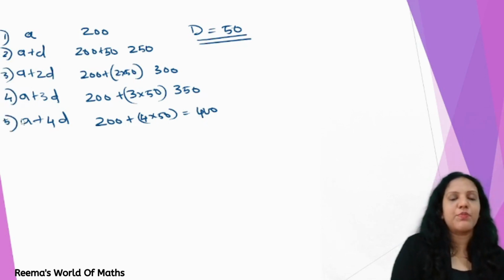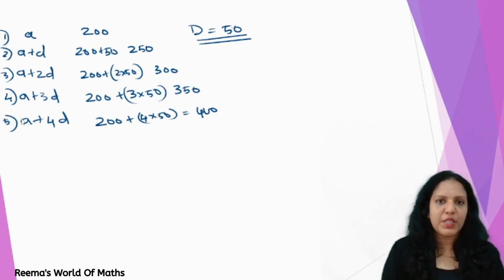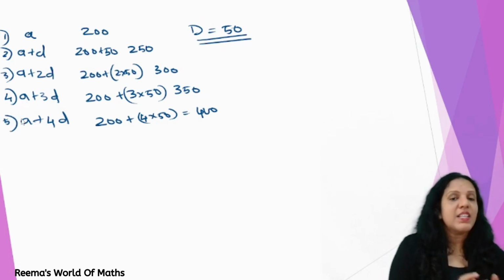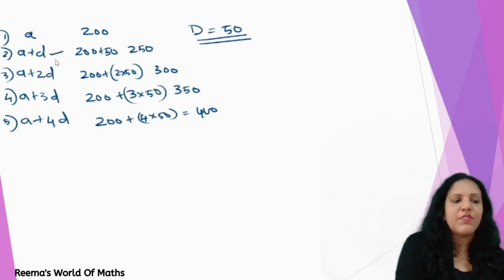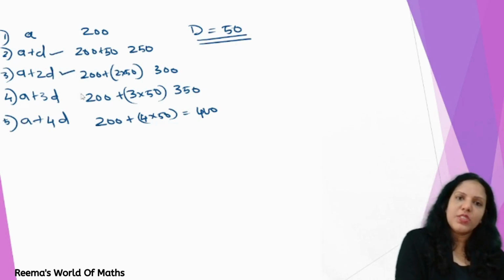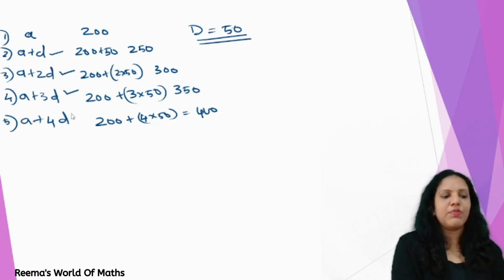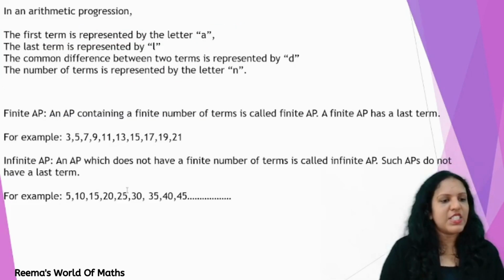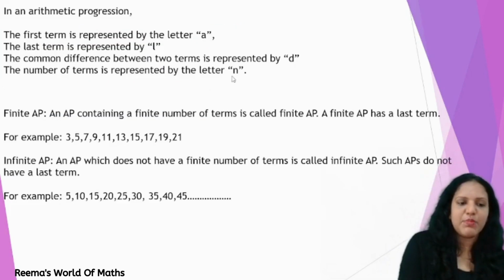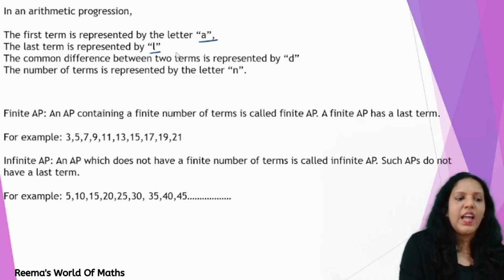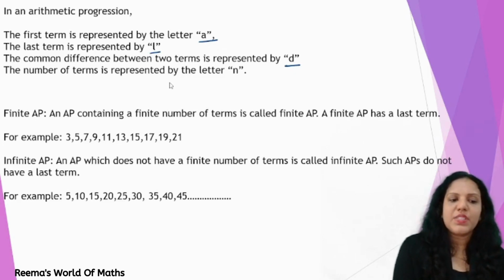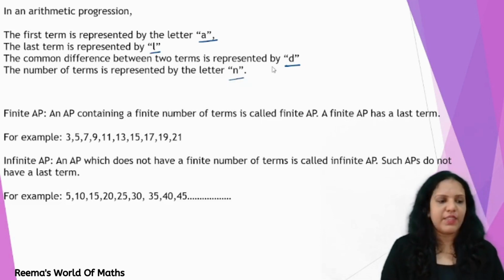So here we can say the standard form of an arithmetic progression is: the first term is A, the second term is A plus D, where D is the common difference, the third term is A plus 2D, the fourth term is A plus 3D, and the fifth term is A plus 4D. The first term is always represented by the letter A. The last term is represented by the letter L, the common difference between two terms is represented by D, and the number of terms in an arithmetic progression is denoted by the letter N.